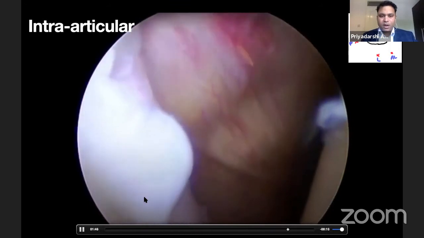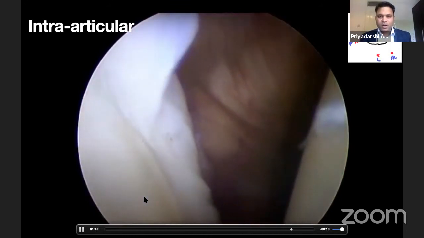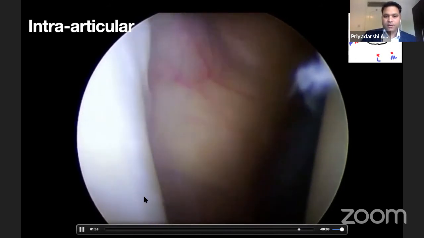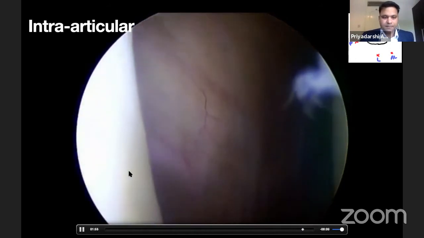I understand there are various ways and various sequences of doing a diagnostic arthroscopy, which may vary from person to person.